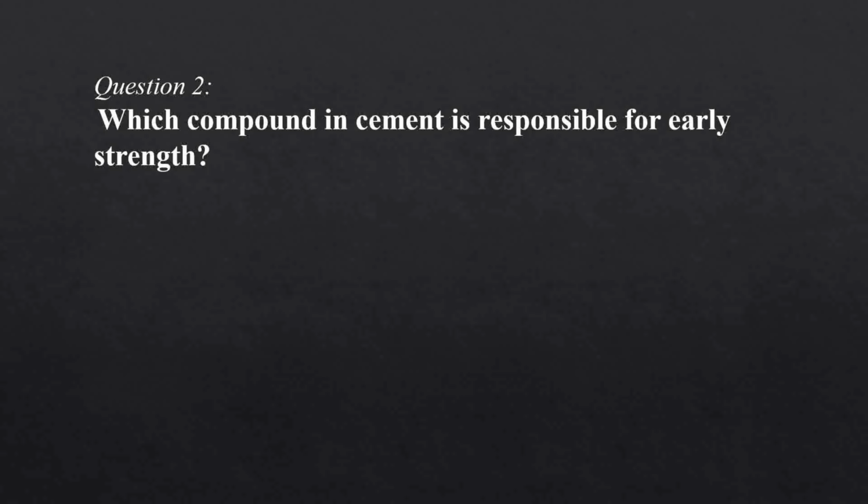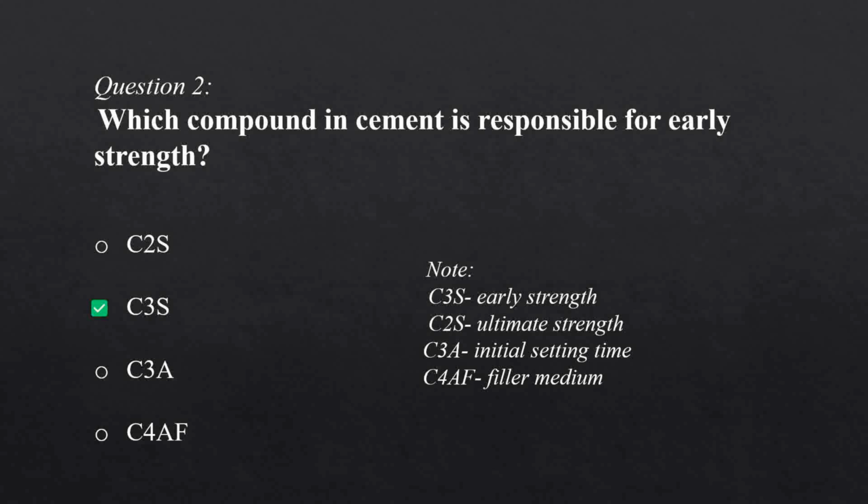Similarly, which compound in cement is responsible for early strength? The correct answer is C3S. C3S is responsible for early strength, whereas C2S is for ultimate strength, and C3A is responsible for initial setting time, and C4AF is used as a filler medium.